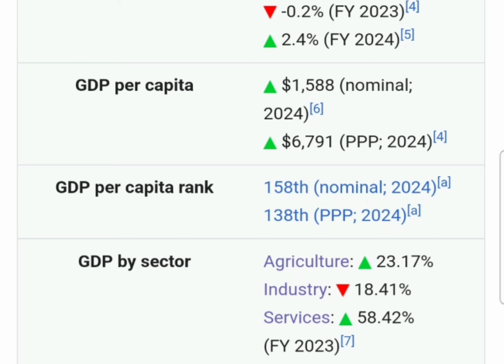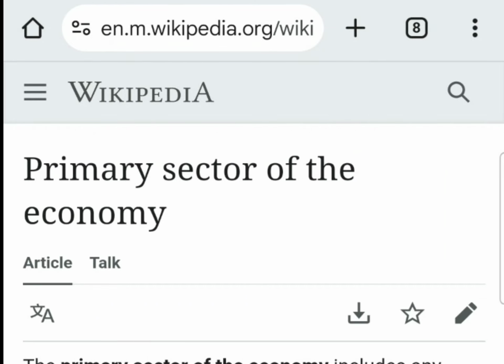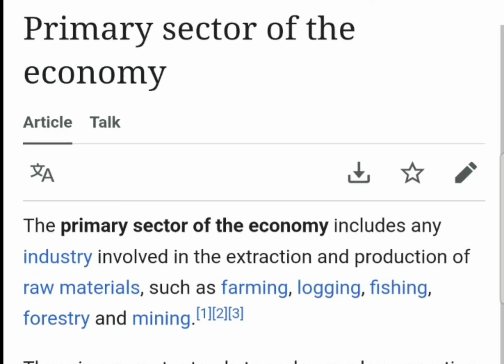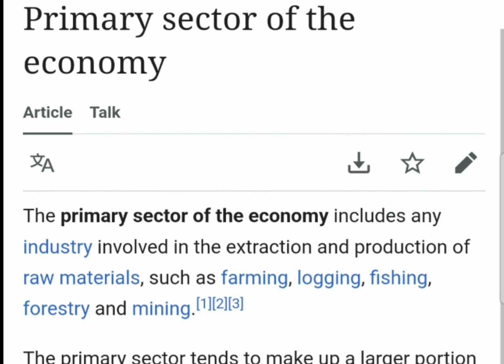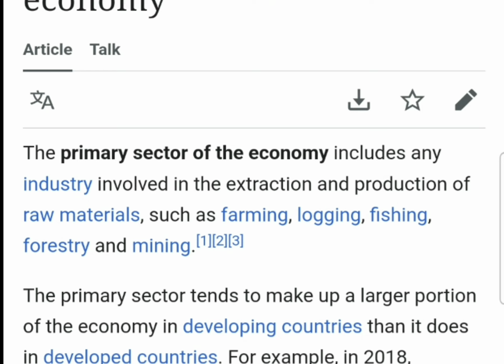GDP by sector: our total GDP comprises three main sectors. One is agriculture, one is industry, and the third is services. Pakistan's agriculture sector has a 23% share, the industrial sector has an 18% share in our economy, and the services sector has a 58% share. Agriculture is the primary sector of our economy. All developed countries have a smaller share from the agriculture sector, but poor countries have a great share from this primary sector.